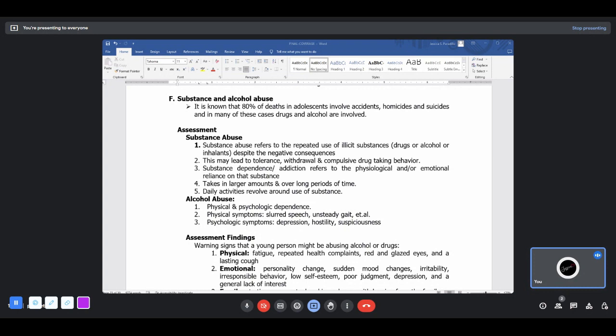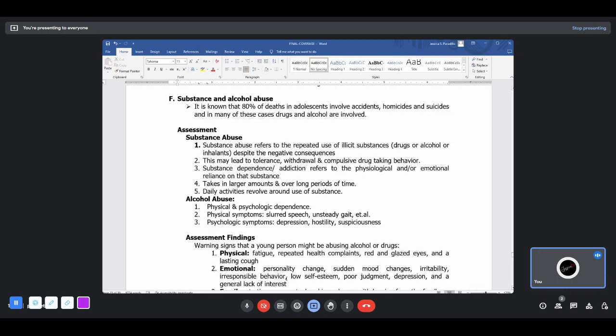For alcohol abuse naman, there is physical and psychological dependence on alcohol. Another one is the physical symptoms. They have slurred speech and unsteady gait because of the alcohol. They have problems with their speech and then with their walking. Psychological symptoms, we have depression, hostility, which is unfriendliness, they don't want to mingle, and suspiciousness also. So, that is our assessment for alcohol abuse.